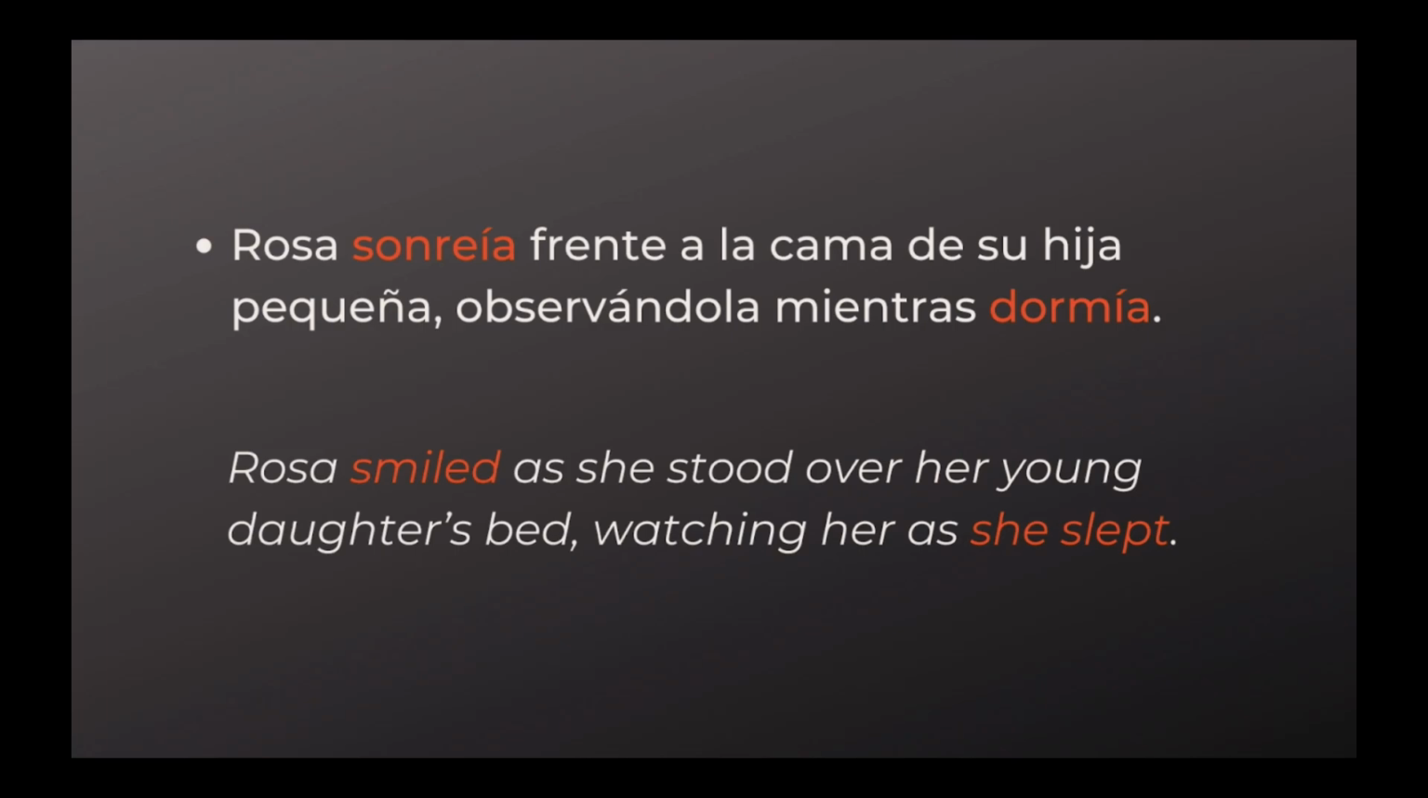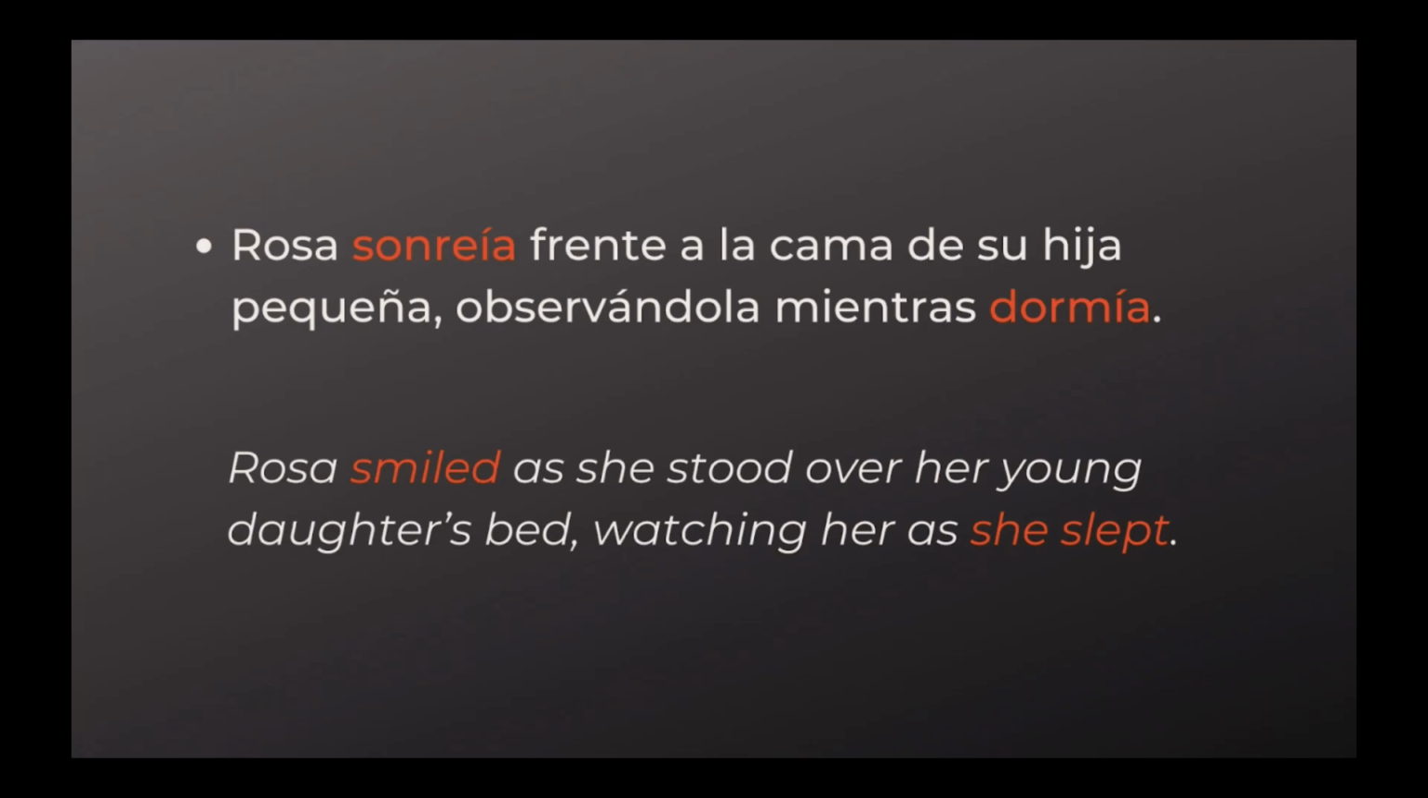So you can see the translation here below if you need any help with it, but what I want you to focus on are the words in orange because these are the imperfect tense examples. So sonreía, smiled. Okay, so if we can picture the mom standing over the bed of her little girl and smiling, she's observing her while she sleeps. Mientras dormía. We're just describing the scene.